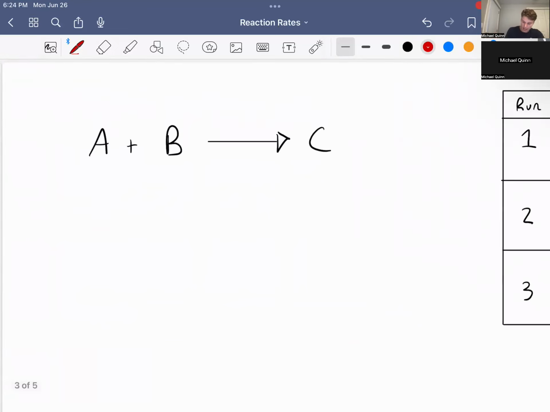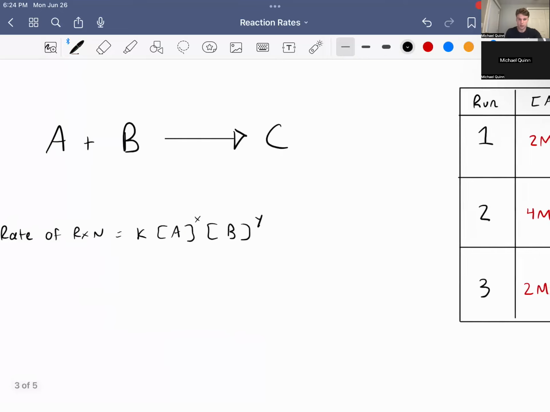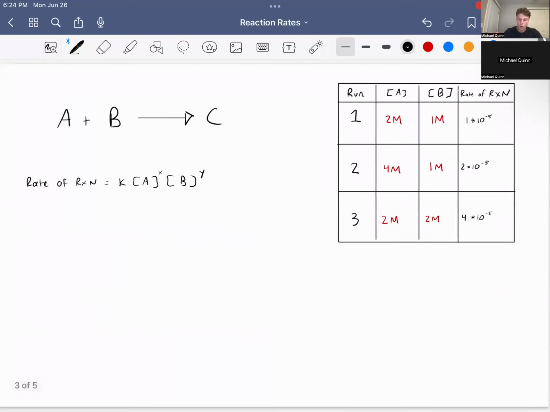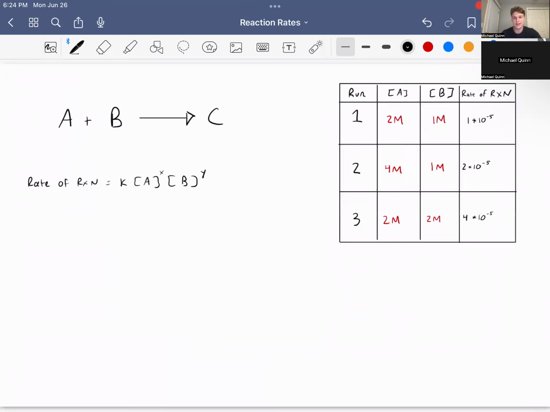So if we see A plus B goes to C, the first thing I would do to solve this is write my rate law: rate of reaction equals k times A raised to its order, we don't know it yet, and B raised to its order. I picked X and Y. That just means we don't know them yet. So if we want to use this data table to solve for the order of A and B, we need to pick two runs that can tell us something about how the concentration changes will affect the rate of reaction.